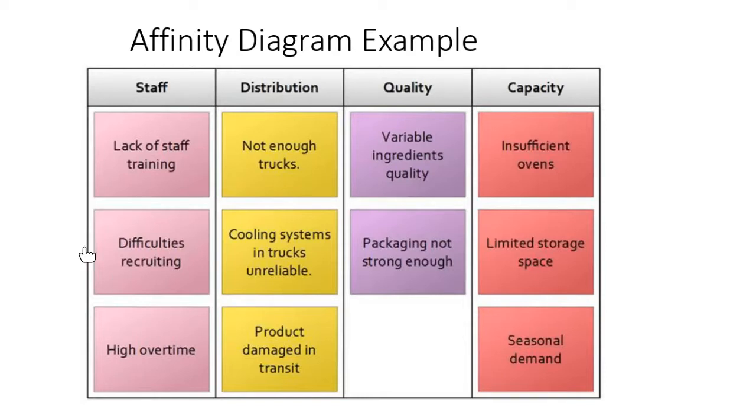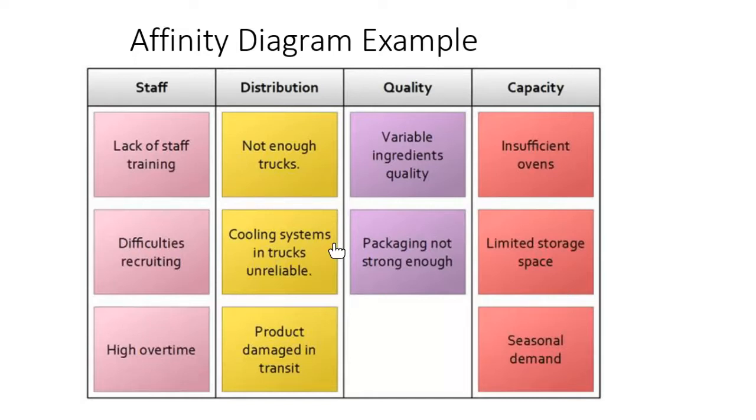Difficulty in recruiting, that means from the HR perspective inside the restaurant. This is one of the requirements. You found it is hard to find or hire people. High overtime, because maybe the restaurant is working late, working during the weekends. The distribution category: not enough trucks. That means for the supply and demand of material or ingredients, or required inventory. Cooling systems in trucks and reliable.